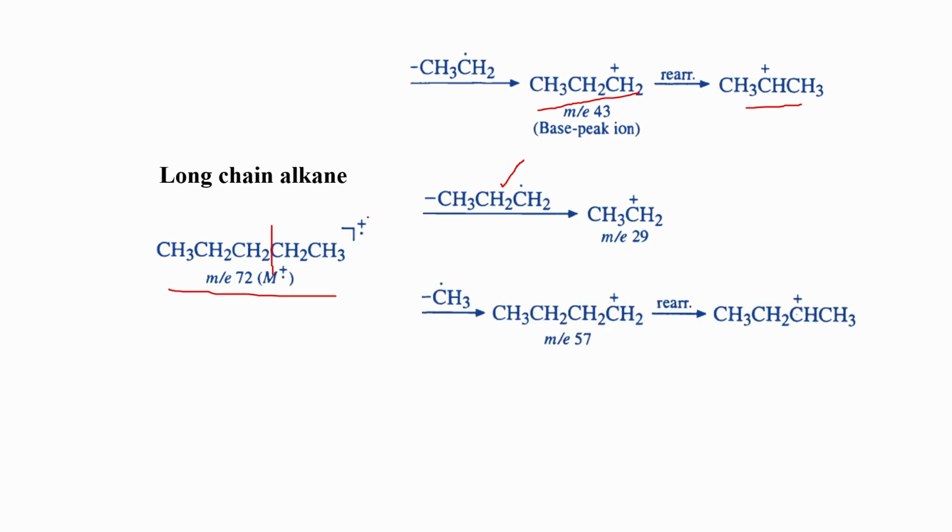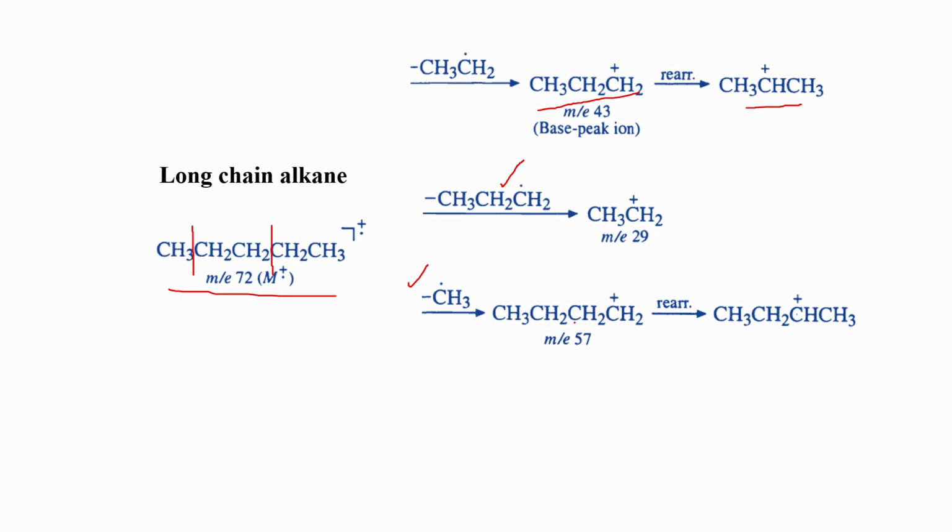Okay, then we will have another carbocation formed by fragmentation here. A methyl radical is removed to form butyl carbocation, which rearranges to form isobutyl or a secondary carbocation with m/e value 57. Though it is more stable, the fragmented radical is the very less stable methyl radical, and hence even though the cation is more stable, the peak is of very low intensity.